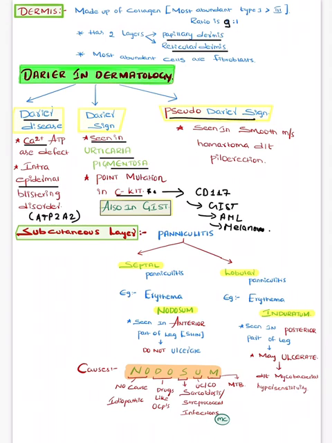Now coming on to the pseudo-Darier sign. This is seen in smooth muscle hamartoma due to piloerection. This may be asked as an MCQ.